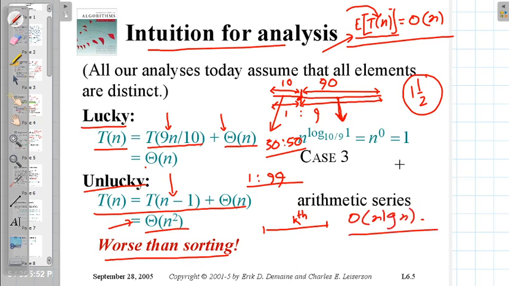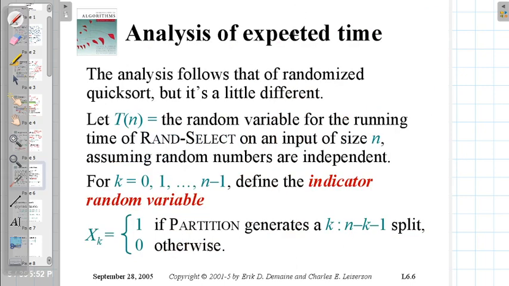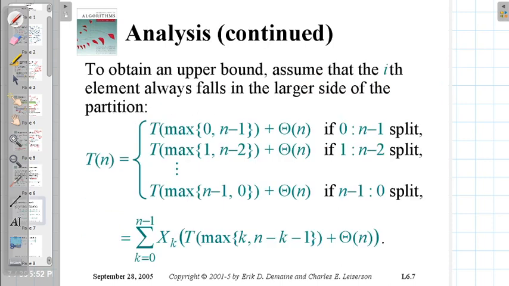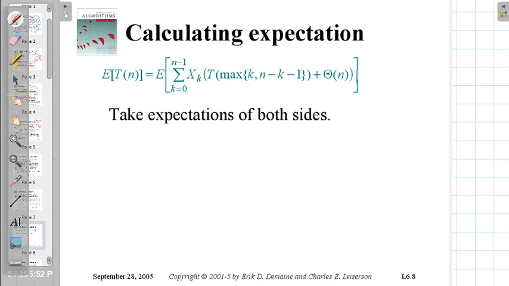So they have analyzed this expected running time, but I am not doing that here.